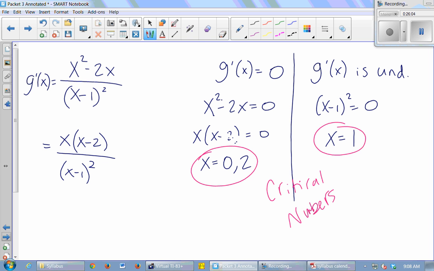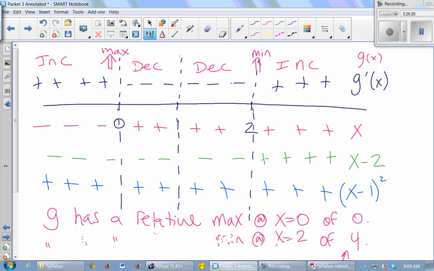Then, once you have critical numbers, those are not your answers. Those are just potential places where you might have a max or a min. And we have to figure out, is it a max, is it a min, or is it neither? And to do that, we analyze the sign of g prime. So we made this big sign chart to help us figure out where g prime is positive and where it's negative, because that helps us figure out where g is increasing and where g is decreasing, and thus where it has maxes and mins.